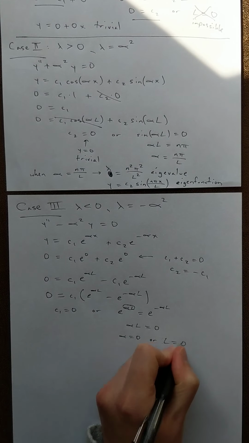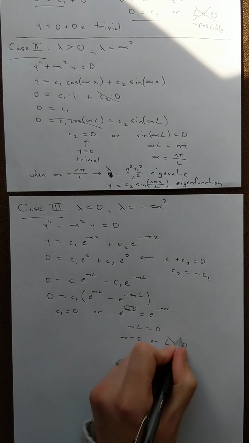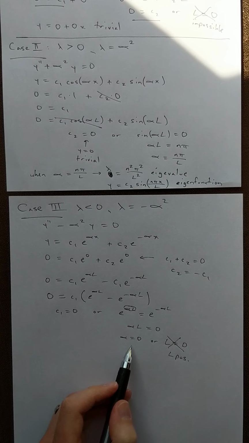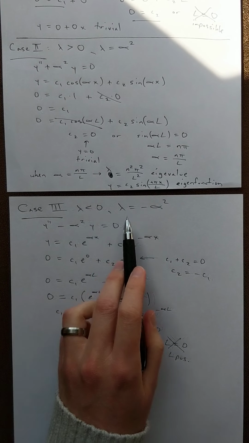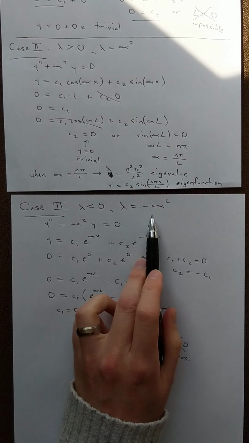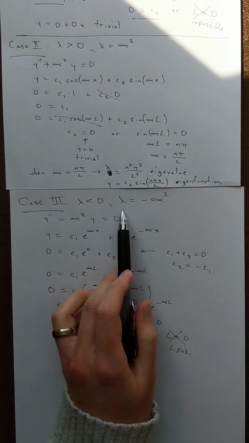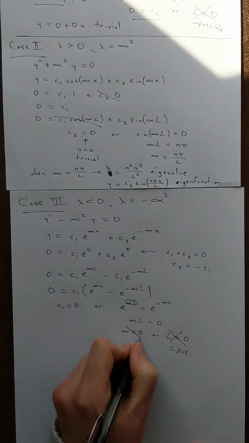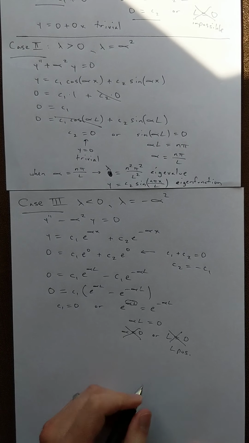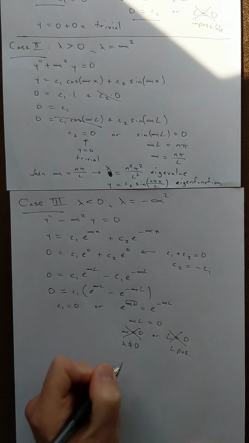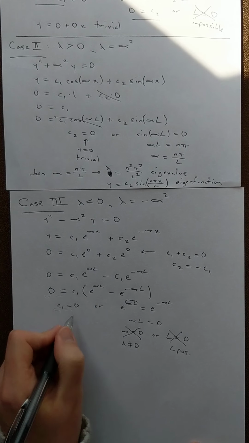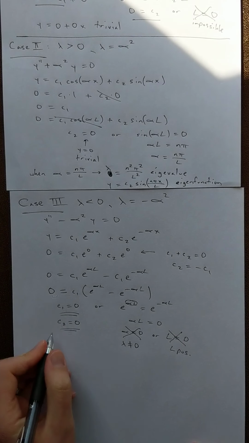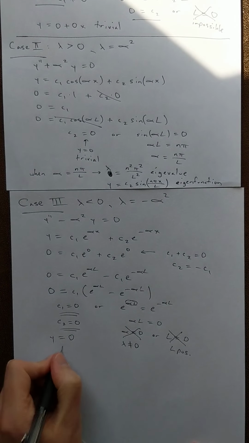If L is equal to 0, I don't think that's true because we said at the beginning L is positive. If alpha is equal to 0, then I don't think that's possible either because we said that lambda is a negative number and lambda is minus alpha squared. If alpha was 0, lambda would be 0, which contradicts this. We're not actually in case 3. And so I guess it must be that c1 is 0, which means that c2 must also be 0, which then means that y is equal to 0, which is another trivial case.